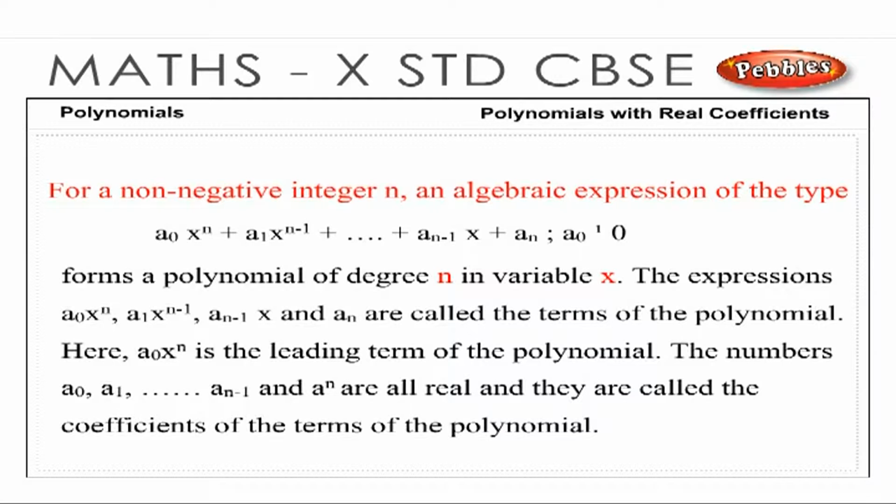The expressions a0 x to the power of n, a1 x to the power of n minus 1, a(n minus 1) x, and an are called the terms of the polynomial. Here, a0 x to the power of n is the leading term of the polynomial. The numbers a0, a1 up to a(n minus 1) and an are all real, and they are called the coefficients of the terms of the polynomial.